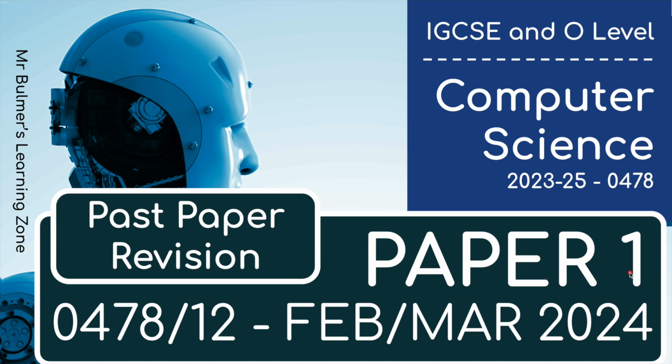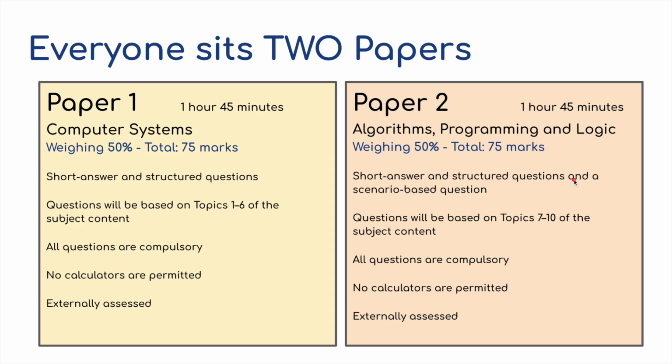This time it's paper 1 from February-March 2024, and this is for IGCSE and O-Level Computer Science. As you're aware, you are going to be sitting two papers. This is paper 1 I'm going through now, and then we've got paper 2. Both papers are worth 75 marks, so it's 50% and 50% for each one.